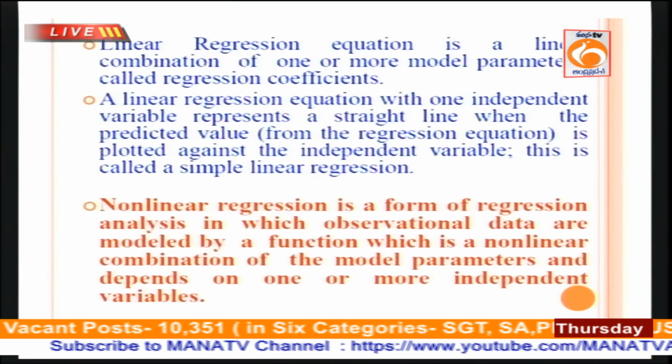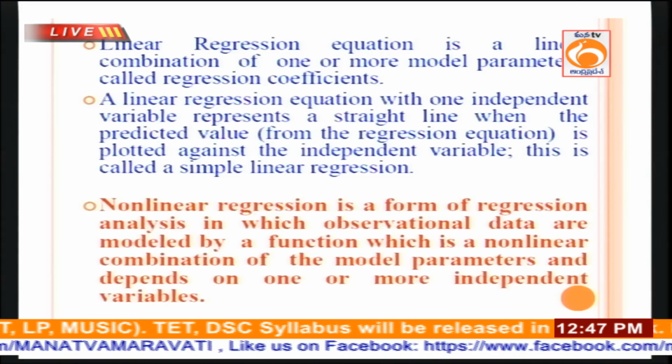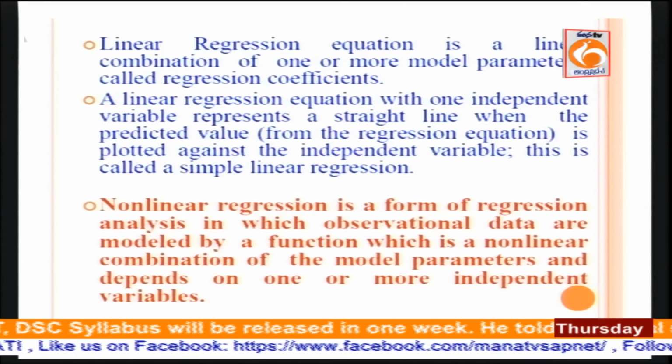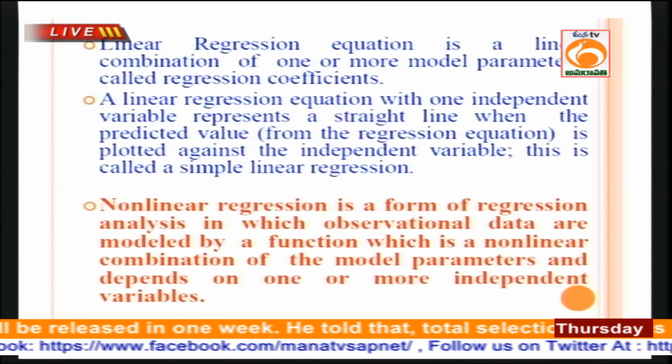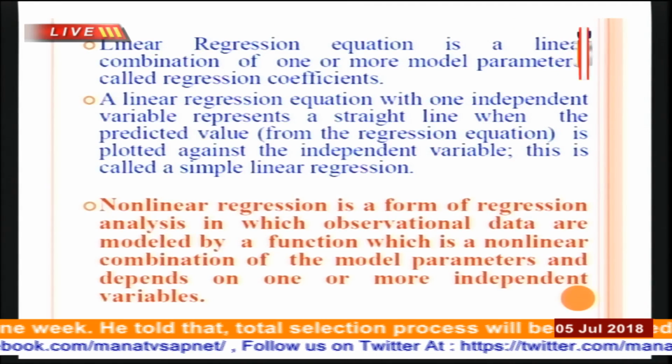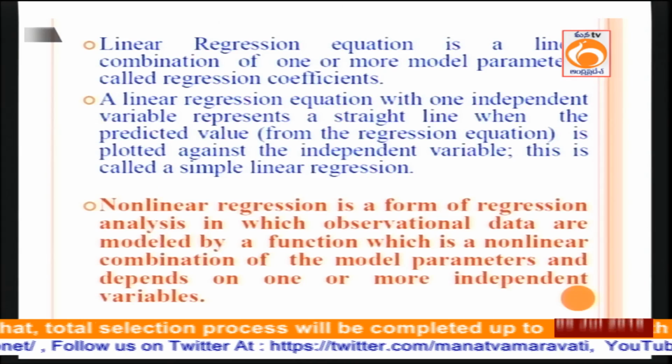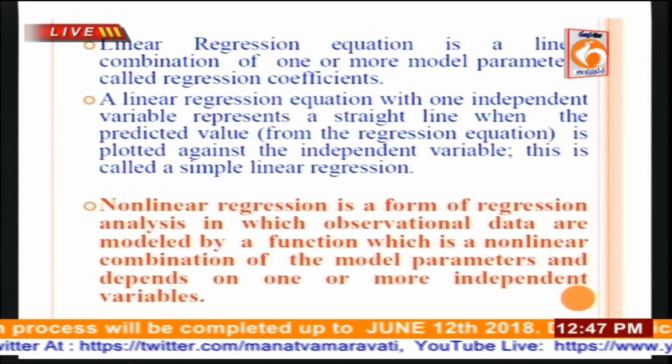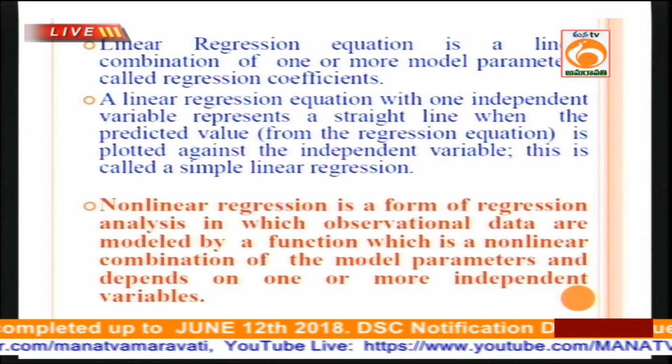Here I will explain in detail. A linear regression equation with one independent variable represents a straight line when the predicted value from the regression equation is plotted against the independent variable. This is called a simple linear regression equation, simple linear regression.